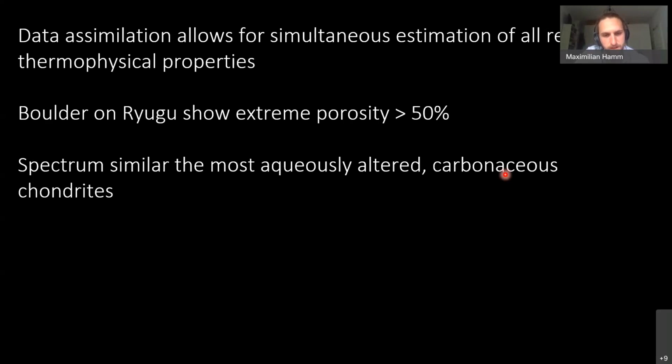In terms of results, it's really surprising and cool to see how porous this material on Ryugu is, because we're actually lacking meteorites which have a similar porosity. So this can be a selection effect by the atmosphere, since very porous meteorites will not survive the fall through the atmosphere.